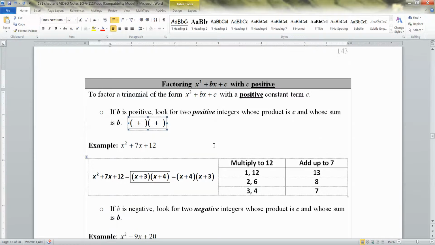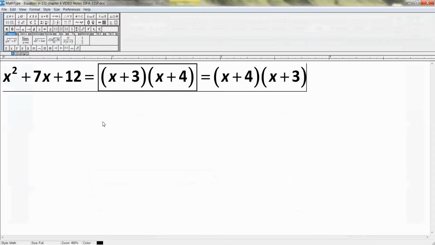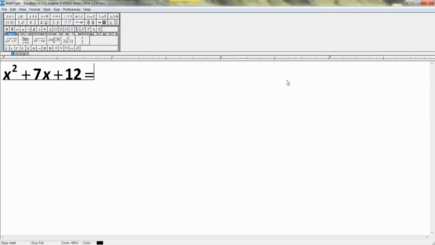Like in this example. Let's do this one. I'm sorry, this is already written up. So what you need here, I'll make it go away. There, it's like you never saw it. You need two numbers that multiply to 12 but add up to 7.